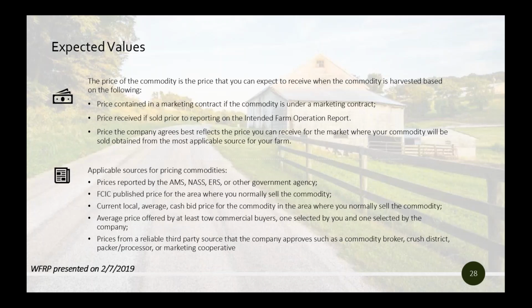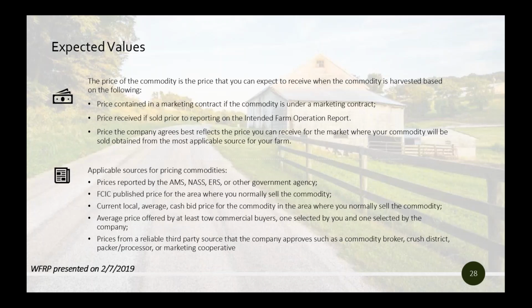So you look at the slide here. The expected values are the price of the commodity that you can expect to receive when the commodity is harvested, and we're going to base that on the following. So if you have a marketing contract, the price is probably stated in there. We'll use that. If it's not, we're going to use any price received.